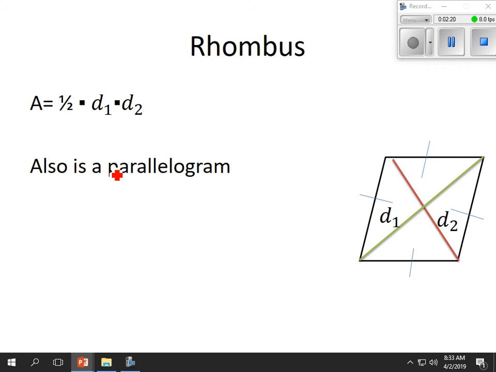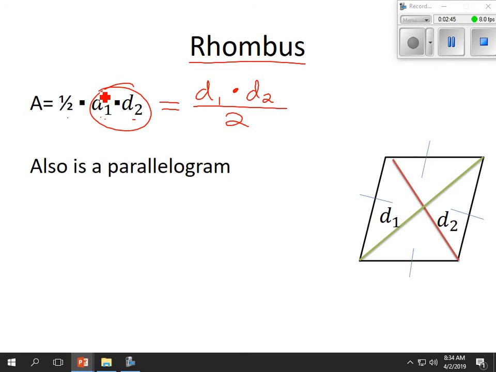A rhombus. In a rhombus, the area is 1/2 times diagonal 1 times diagonal 2. Another way to write this is diagonal 1 times diagonal 2 divided by 2. So you can multiply these two together first, then divide by 2 and get your answer. That's if you know the lengths of the diagonals.